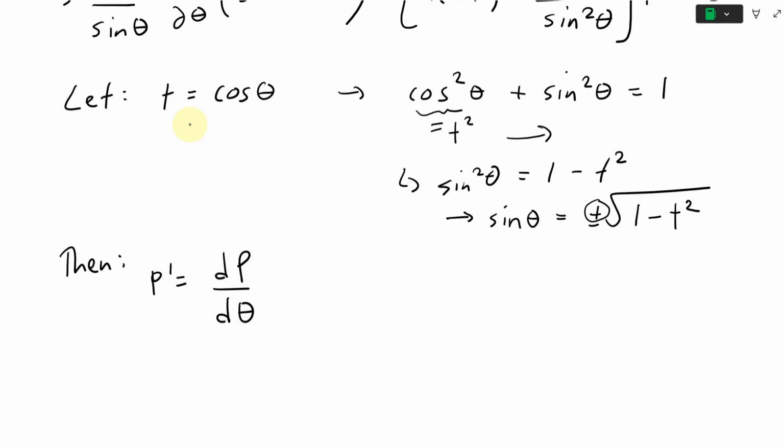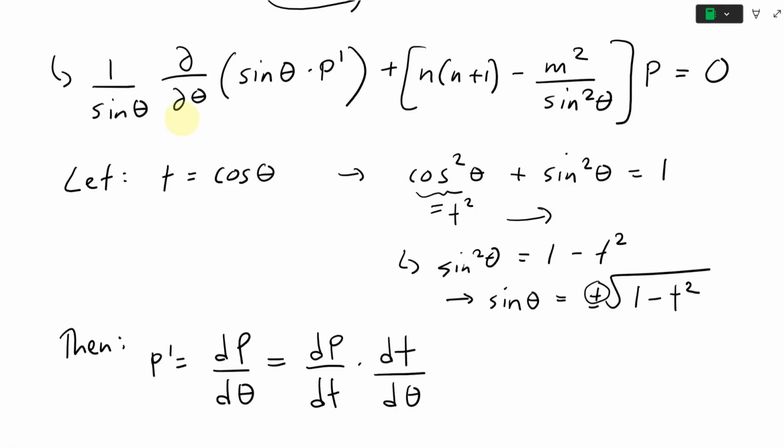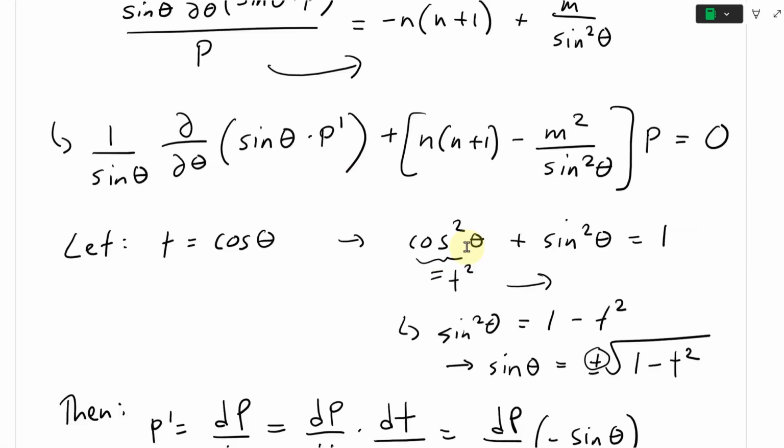So this is going to equal, and again, where t is a function of theta, in other words we're using the chain rule, so this equals dp over dt. This is the same thing as this one right here. Then times it, using the chain rule, by dt over d theta. The derivative of cosine theta is going to be negative sine theta. Negative sine theta there.